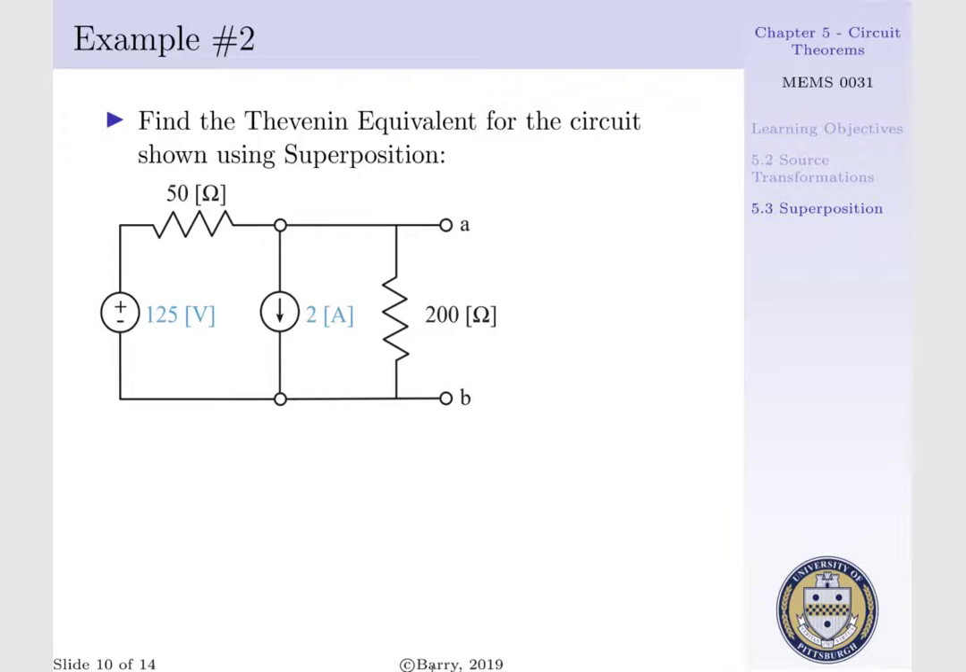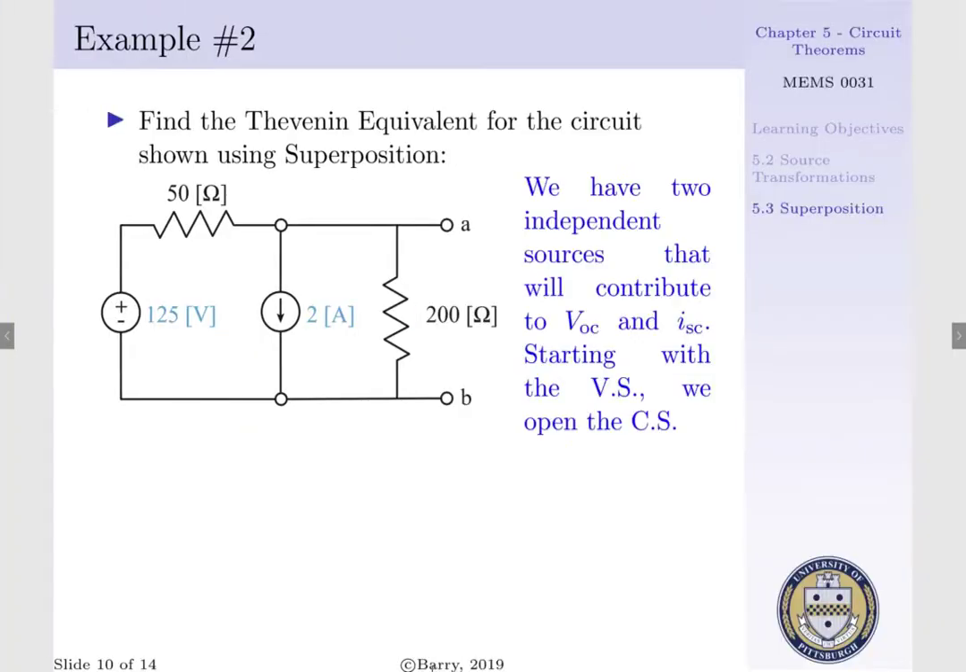Now in example 2, say we want to find the Thevenin equivalent for the same circuit, but this time using superposition. We recall with superposition that if we have independent sources, we will look at the contribution of each independent source independently, such that we can determine pertinent quantities, such as their open circuit voltage and short circuit current.